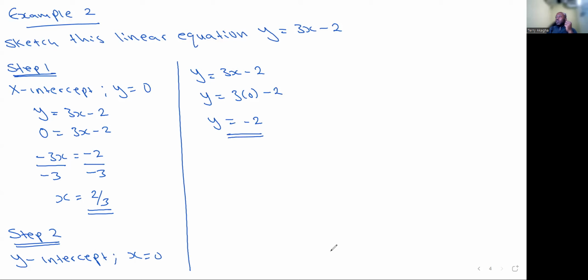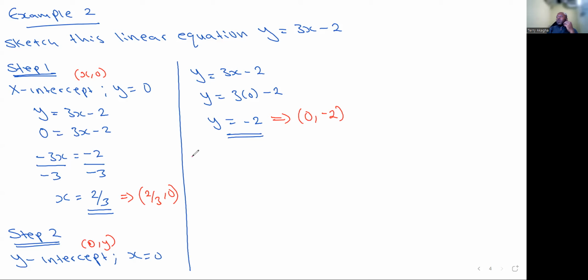Also, like I told you, the way you write your answers for x-intercept is x comma 0, and for y-intercept is 0 comma y. So that means for x-intercept, this is the same thing as saying 2 over 3 comma 0. And for y-intercept, it's the same thing as saying 0 comma minus 2.